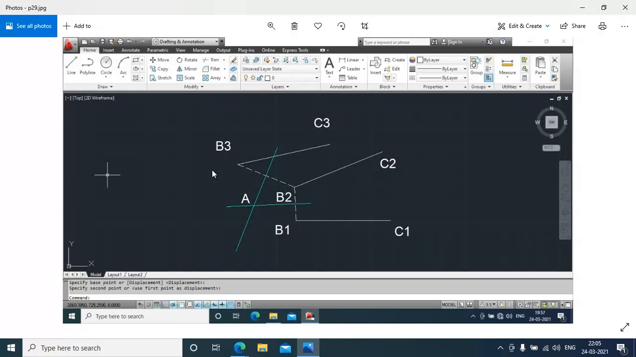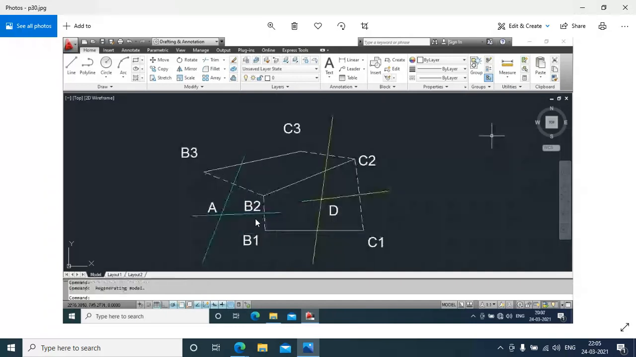Now we have joined the points B3 B2 and B2 B1 and taking the perpendicular bisector of both the segments gives us the point A1. Now joining the points C3 C2 and C2 C1 and the perpendicular bisector of both the line segments gives us the point D. Now joining the points A, B1, C1, D gives us the required four-link mechanism.